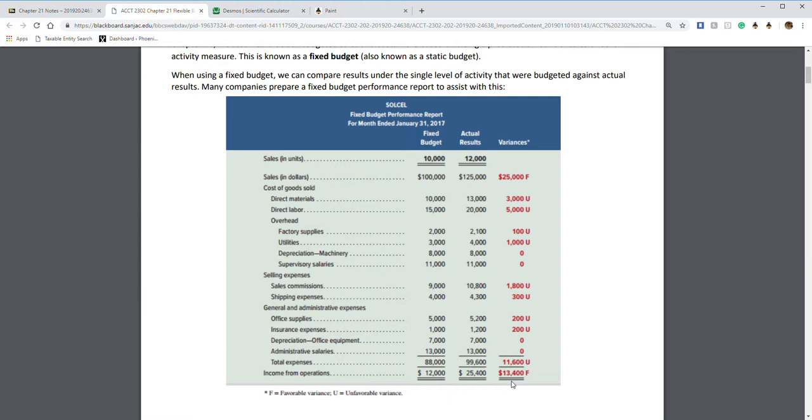But again, this runs into a problem. We can't accurately tell our managers if they're doing something well or something bad, because we're not comparing correctly. This is that classic scenario of apples and oranges. Yes, they have some of the similar qualities, but they're not actually the same. So for managers and us as accountants, we come up with another budget known as flexible.